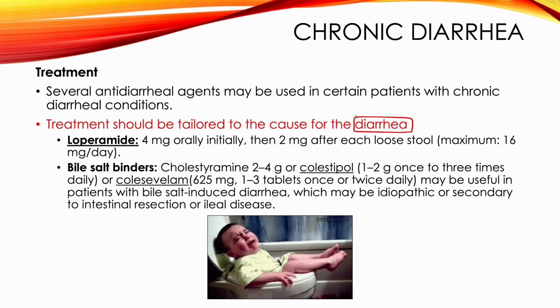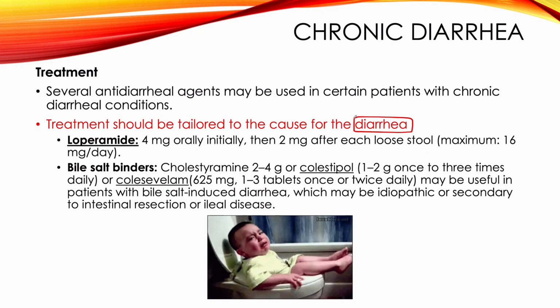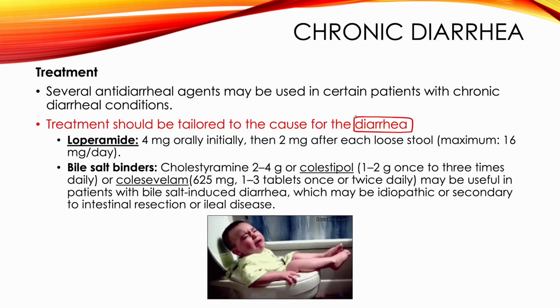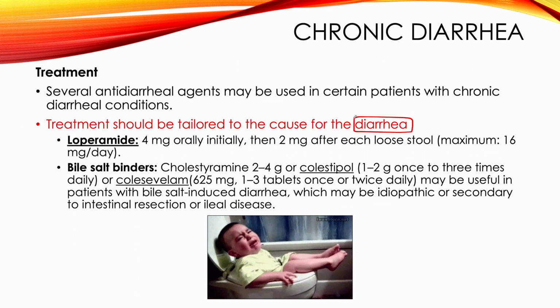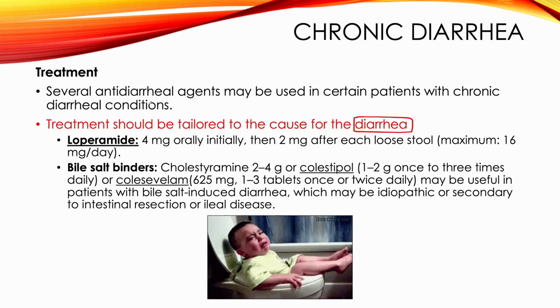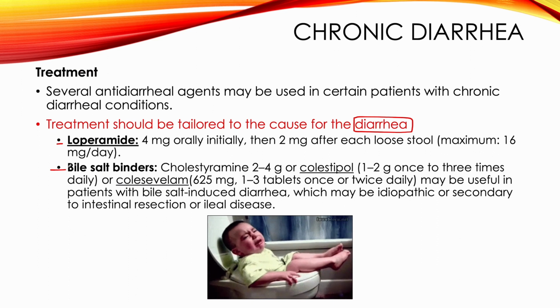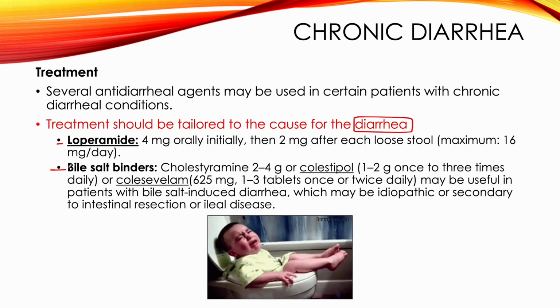So we have, for IBD, we already went through treatment of that. For IBS, we talked about the treatment. For celiac, we talked about gluten-free, right? Lactose intolerance, we talked about removing lactose, dairy. And then kind of as a more generalized approach, there is loperamide, which is Imodium. There are some bile salt binders and other things that can help with chronic diarrhea.